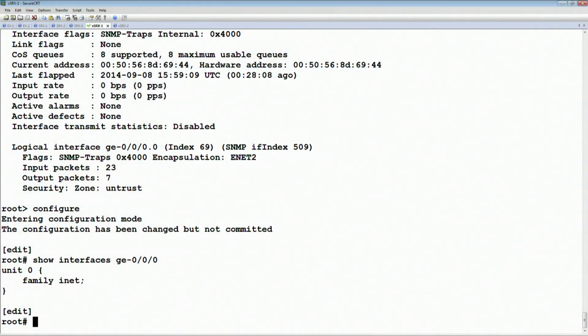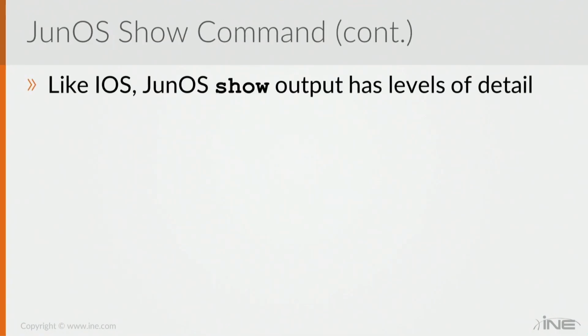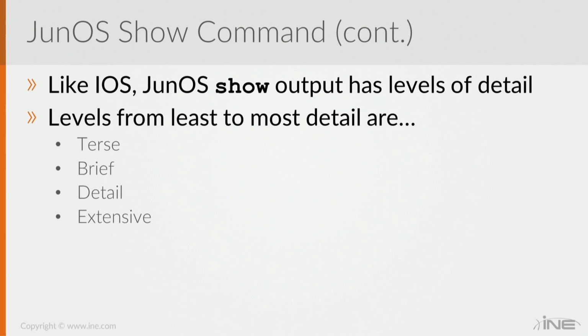Now we'll see that you can actually run the operational mode commands from config mode, which is going to be the equivalent of the do command in iOS. But before we get to that, when we're talking about show commands in operational mode, just like in iOS, they have multiple levels of detail. Now the levels of detail from least to most are terse, brief, detail, and extensive.